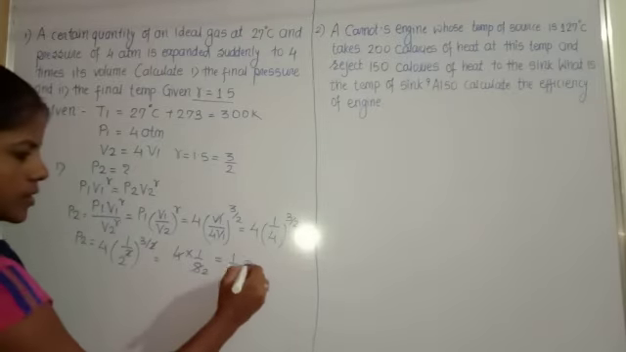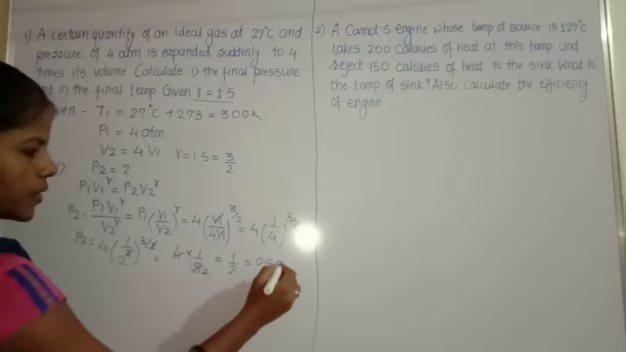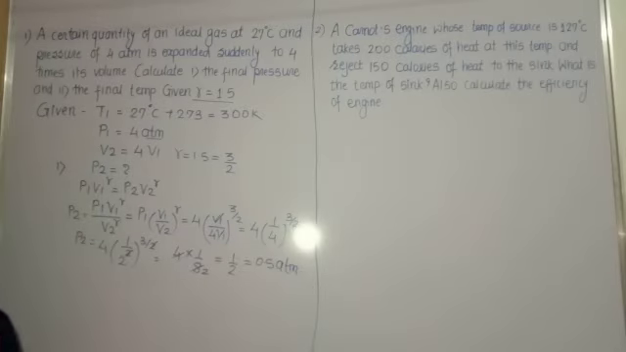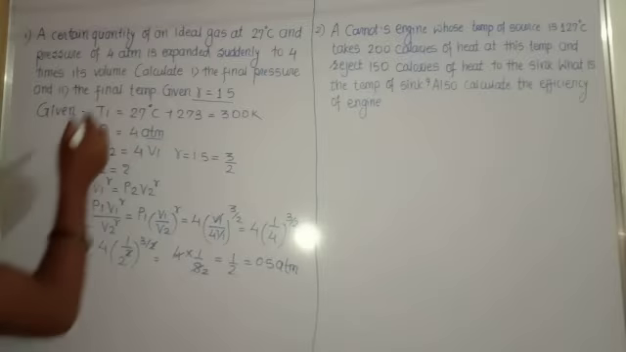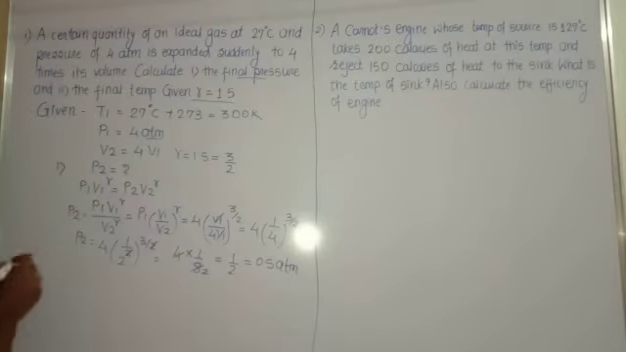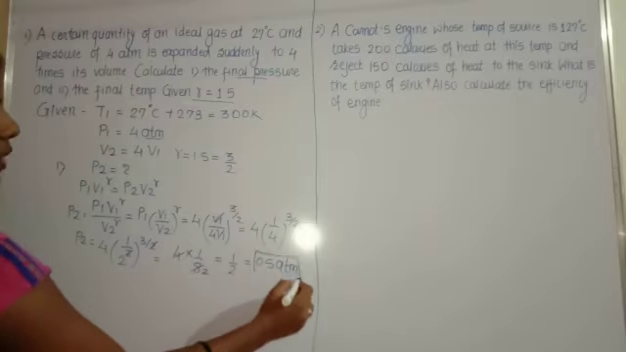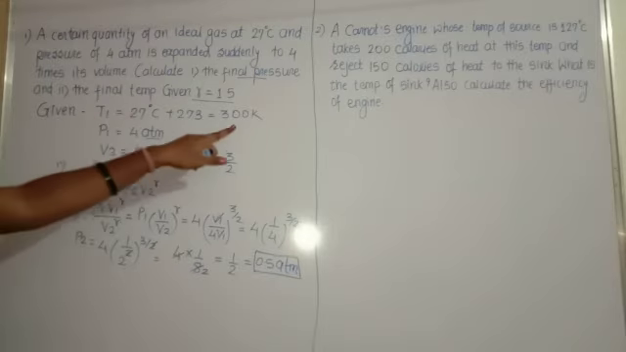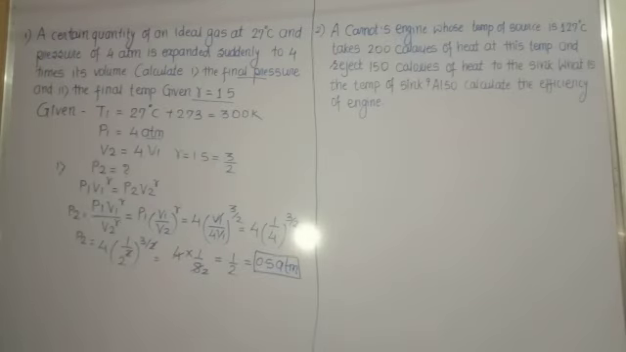Here the pressure is 1 by 2, which means we can write it as 0.5, with the unit atmosphere. So 0.5 atmosphere pressure. This is P2, the final pressure. Okay, first, 0.5 atmosphere. In the second part, the final temperature. We know that T1 is 300 Kelvin and we have to calculate T2 here.